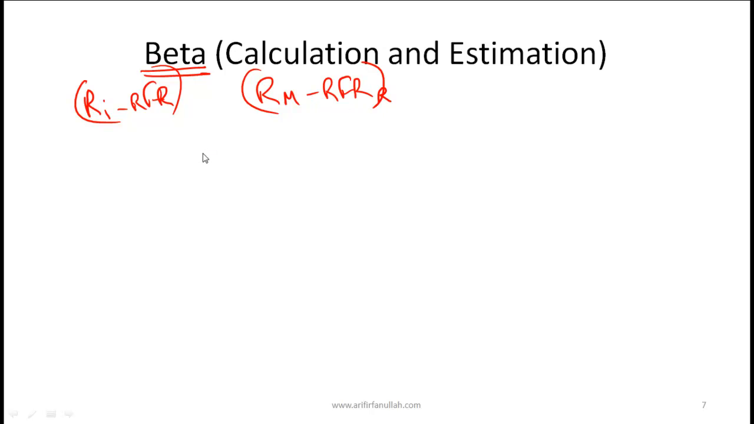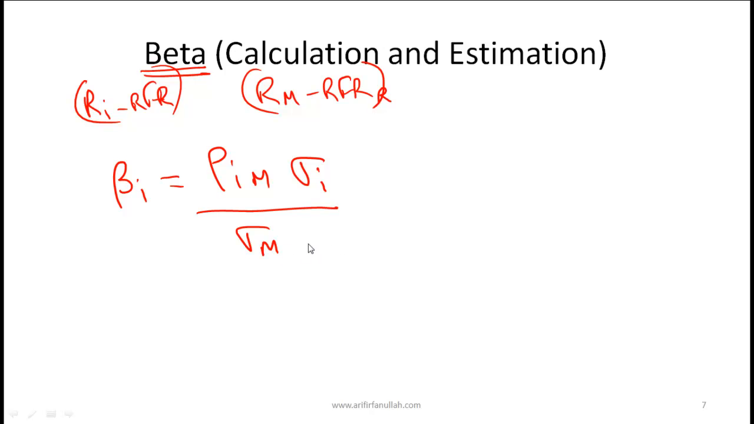So there are two ways of looking at beta. One is through a calculation, and the other is estimating using historical data. So let's first understand the calculation for beta. The beta for a given stock I is going to be equal to the correlation between stock I and the market multiplied by the standard deviation of stock I divided by the standard deviation of the market.